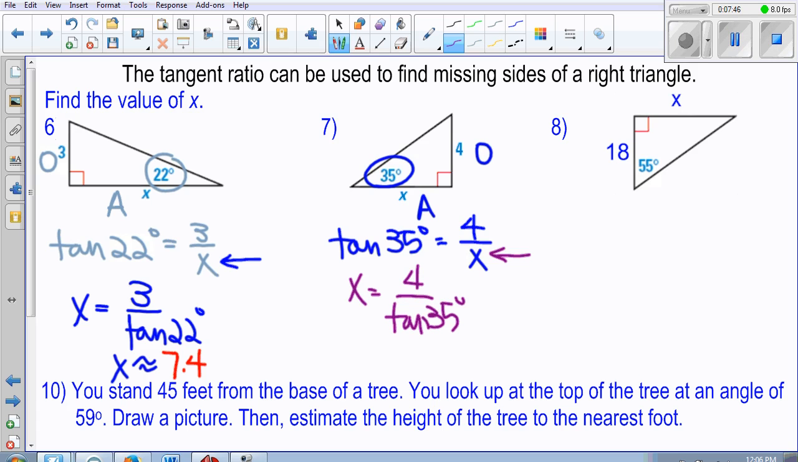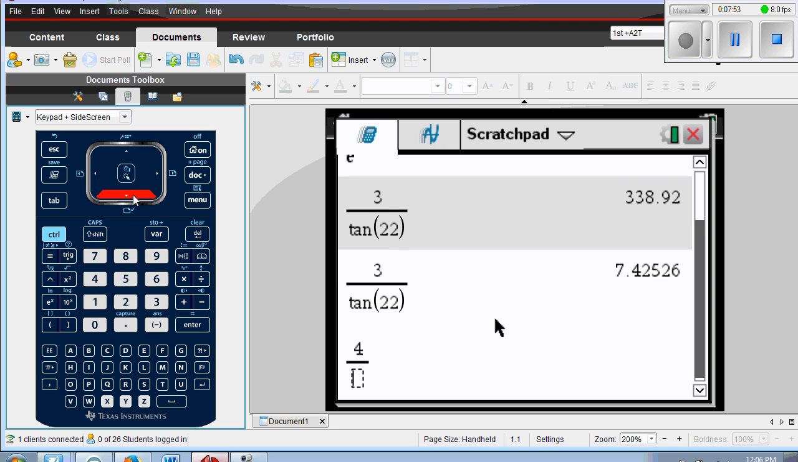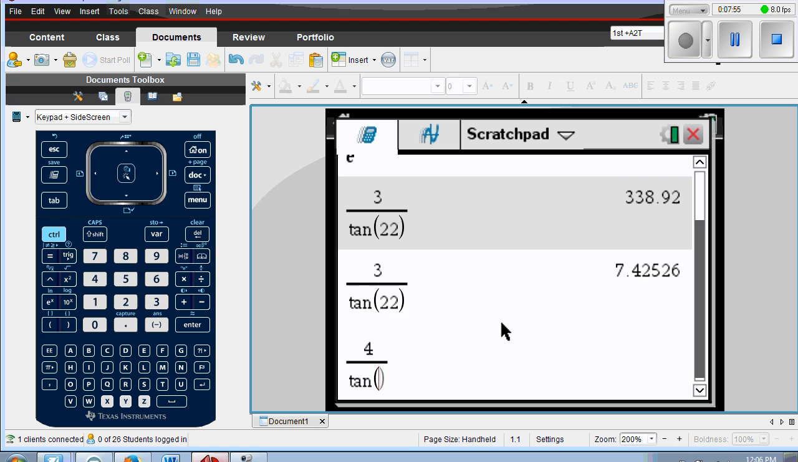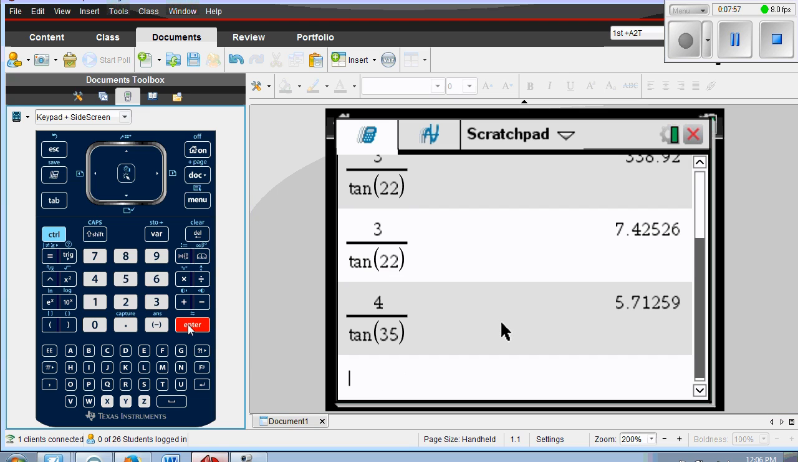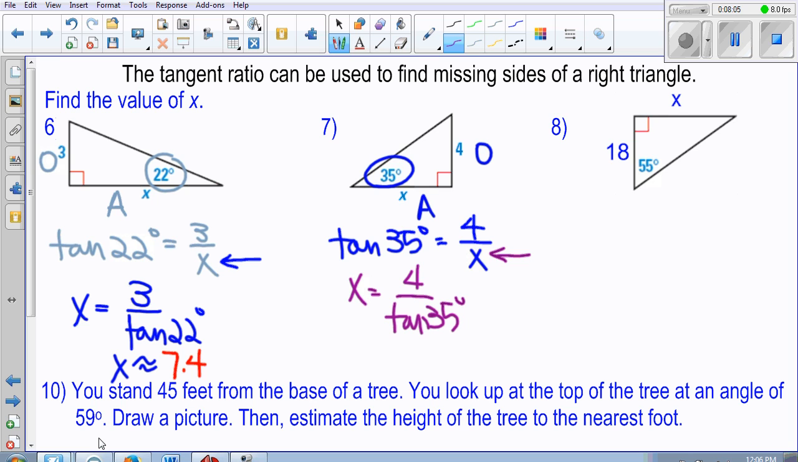And again, if I want to figure out what it is, all I have to do is go to my calculator, type in a fraction, 4 over tan of 35, and we would round this decimal to the nearest tenth, 1 decimal place, to 5.7. So we would say that x is equal to 5.7.